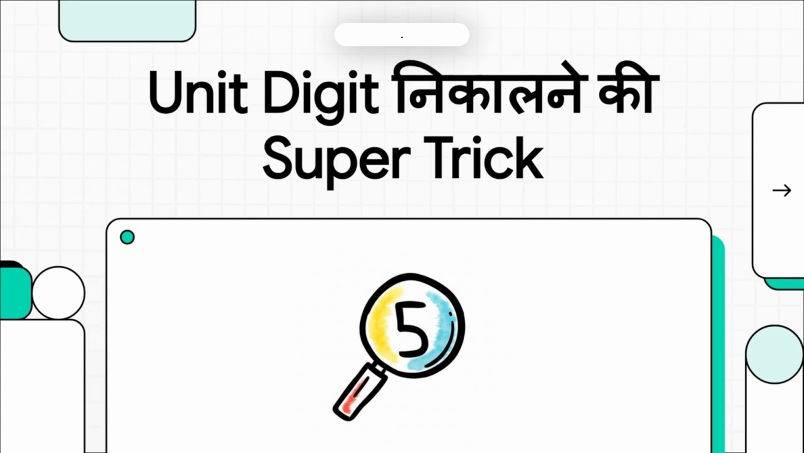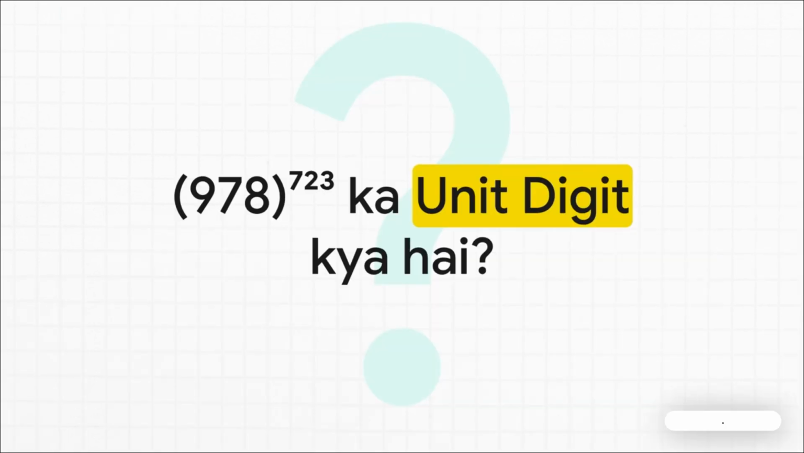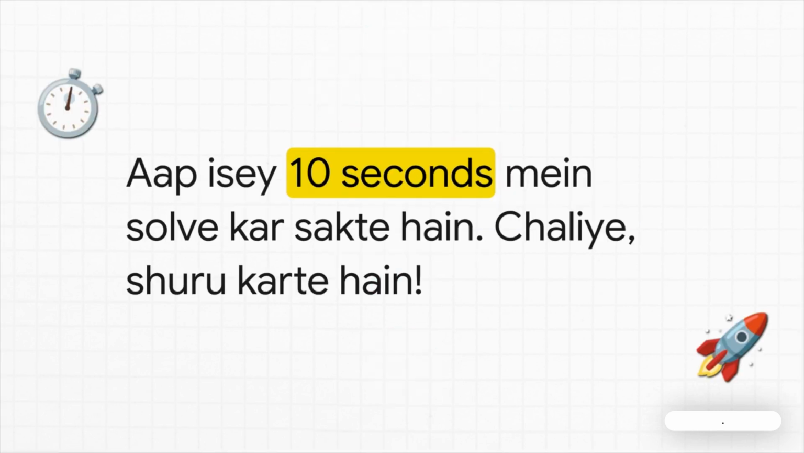How to find the unit digit, the ikai ank, of a huge number. Well, today we're going to learn a super trick that'll let you solve these problems in a snap. So let's start with this challenge right here, 978 to the power of 723. Looks pretty scary, right? It feels like solving this would take up the entire exam time. But what if I told you that you can solve this in just 10 seconds? Yes, you heard me right. Only 10 seconds. So come on, let's start learning this super trick.